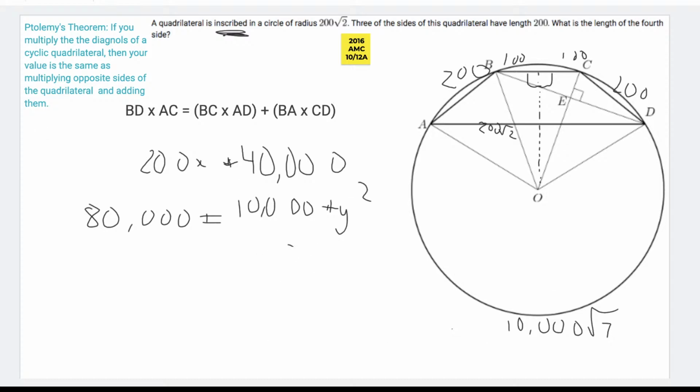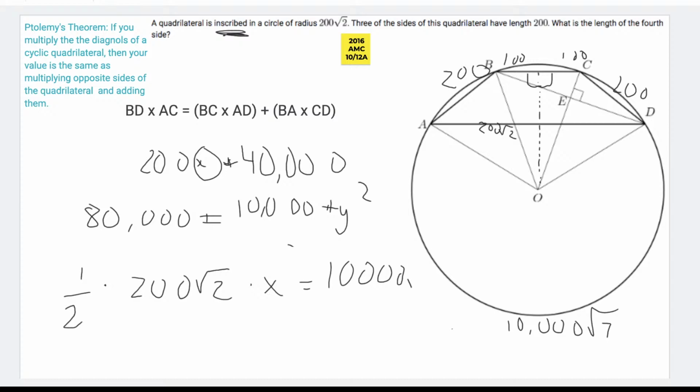So from here we know the area is 10,000 times the square root of 7. We know the area of the triangle is also CO times BE times 1/2. So we rewrite this: 1/2 times the radius CO, which is 200 times the square root of 2, times BE, which we don't know but call x. And it's supposed to equal the area. Now this becomes 100 times the square root of 2, and you divide both sides by that.